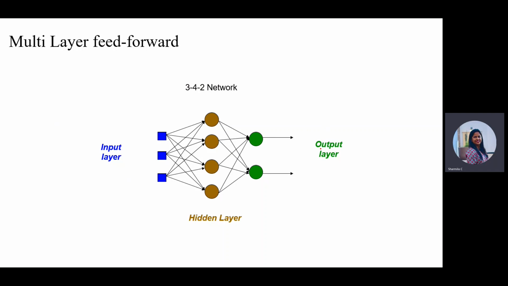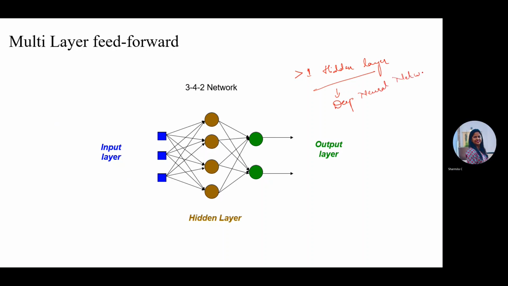Finally we have the output layer. So we have the input layer, the hidden layer, and the output layer, and this type of neural network architecture is considered a multi-layer feed-forward architecture. Now, if any architecture has more than one hidden layer, then those types of neural networks are called deep neural networks.